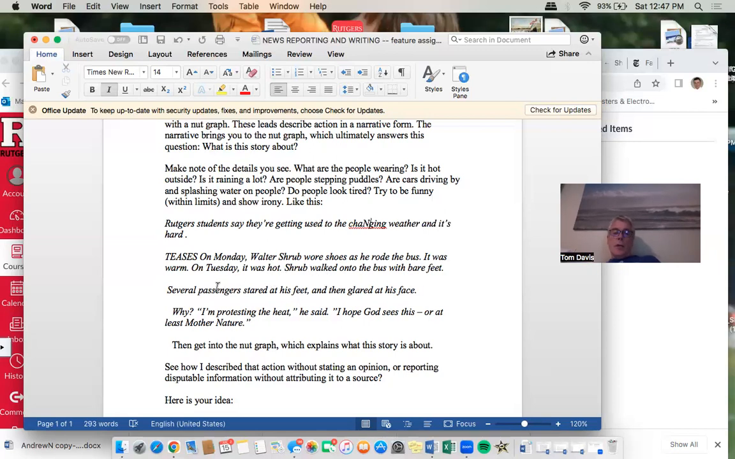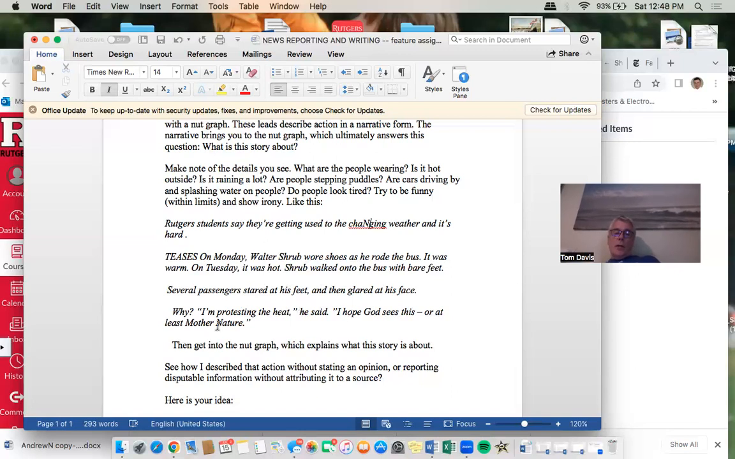Okay. Several passengers stared at his feet, and then, now we go to another paragraph, and then glared at his face. We still don't know what's going on. We still don't know what the idea is. Is he going to murder somebody? He's supposed to, again, leave the reader wanting.